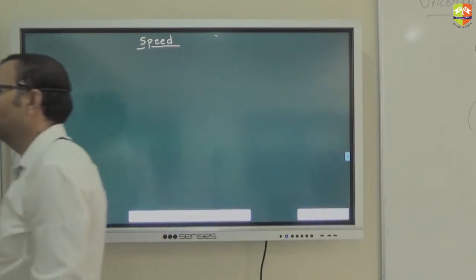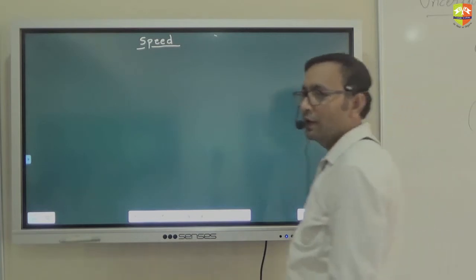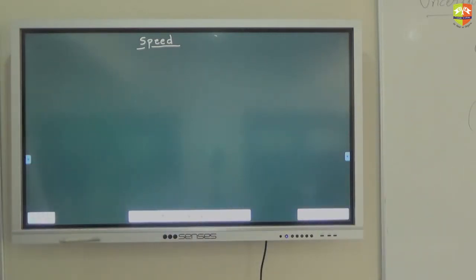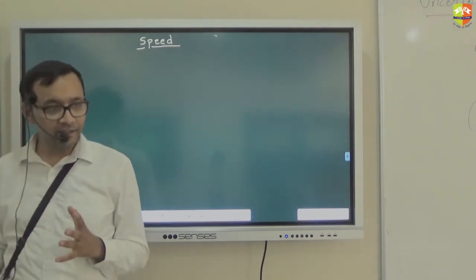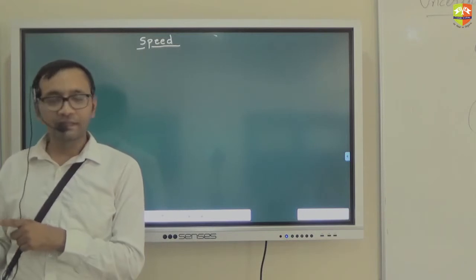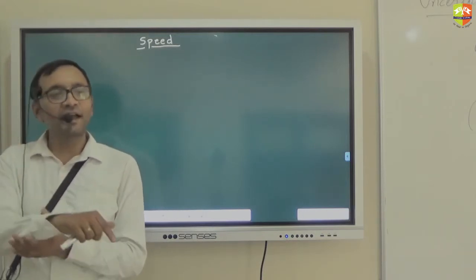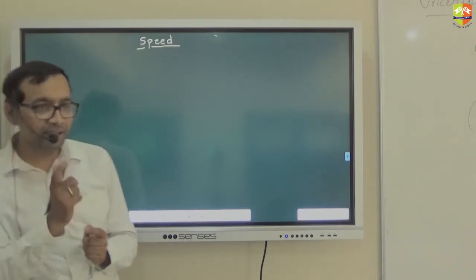Okay, speed. Write down: speed is how quickly or how fast the distance is being covered. Understood? So if you have to quantify this, if you have to put a number to the speed, how quickly it is covering the distance? If it takes less time, the speed should be more. If it is covering more distance, speed should be more. That is why it is quantified as rate of change of distance, the rate at which distance is covered.